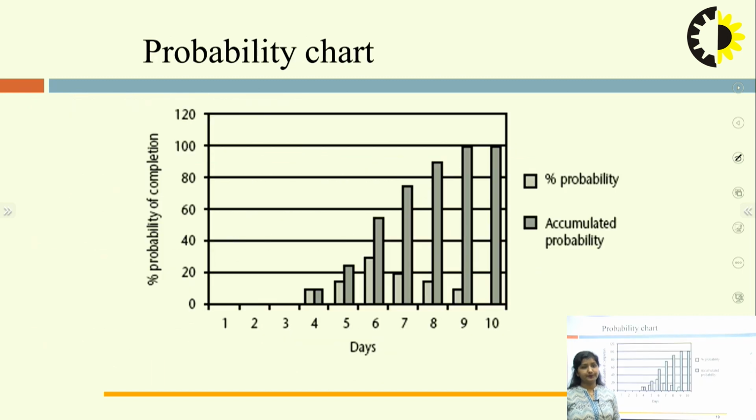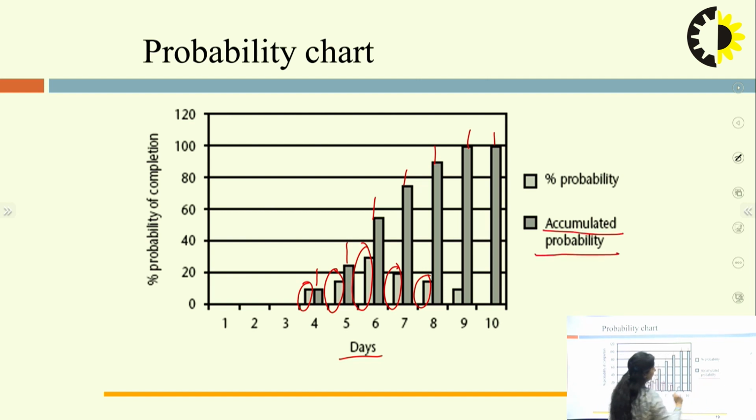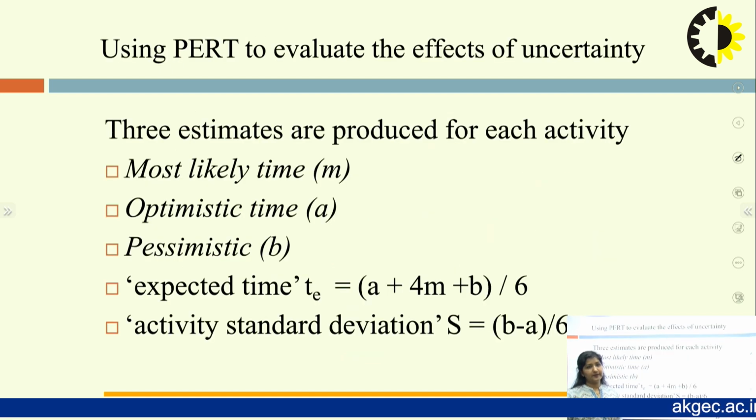This is again a probability chart which we can develop, where the number of days can be given on the x-axis and on the y-axis the probability of completion. The light grays, on the 5th, on the 6th, identify the probability of the occurrence of that risk, and all the dark gray portions are the accumulated probability of that particular system. So from here we can calculate the probability, and from that probability the risk can be prioritized.